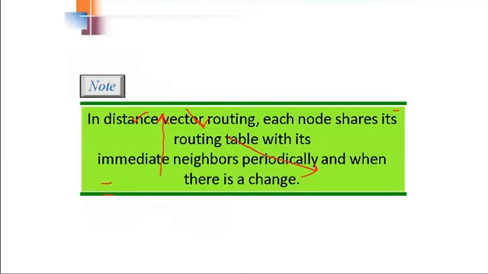In distance vector routing, each node shares its routing table with its immediate neighbors periodically, and whenever there is a change, it is informed. For example, if a new node is added, or if a node has been shut down or has failed, that is, the router is down for some reason, then the routing table is shared with the neighbors. And also after some given amount of time, after some t seconds, the routing table is shared with the neighbors in the case of distance vector routing.